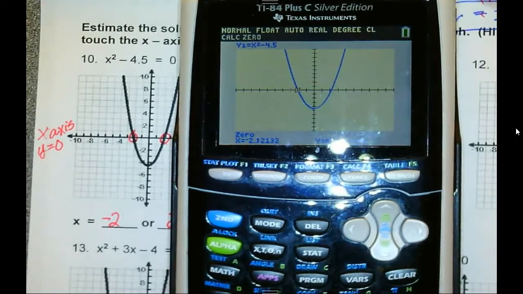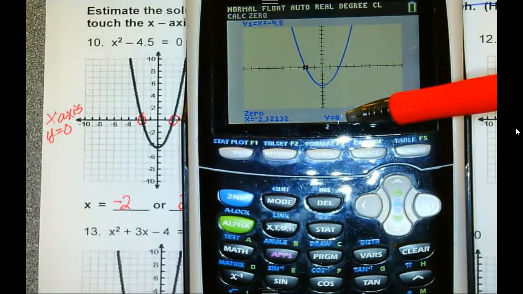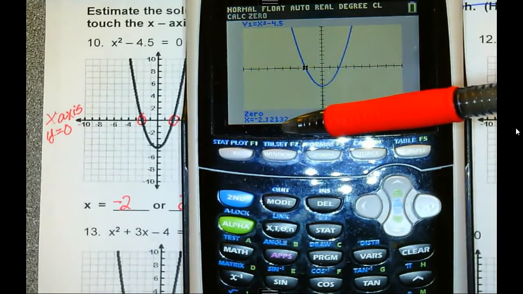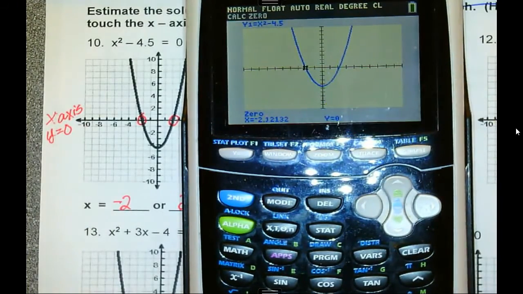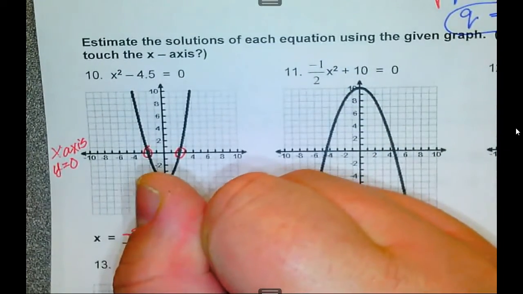Hit enter again. And I know that this is it because it's giving me a y value of 0. And we're almost at negative 2. We're at negative 2.12. Negative 2.12.